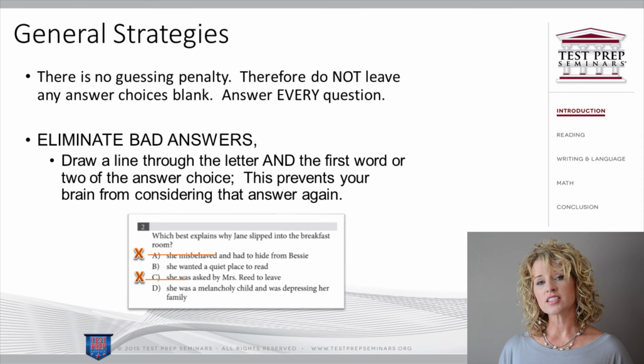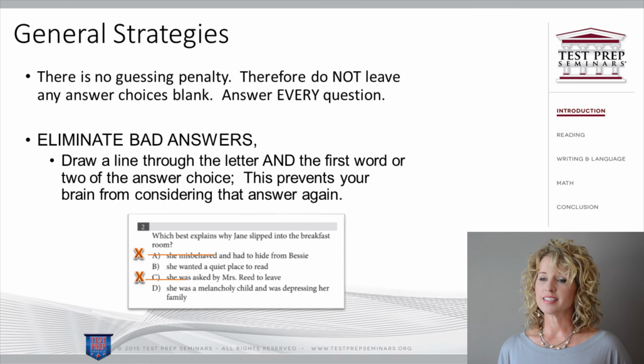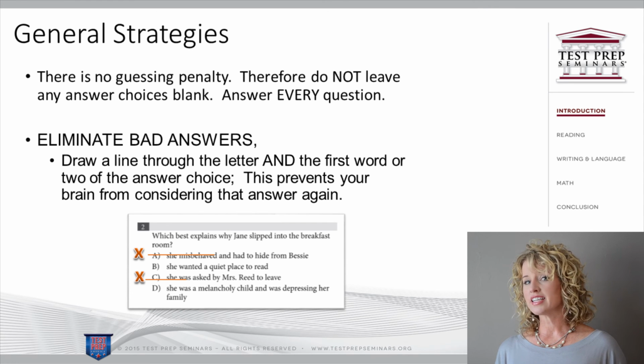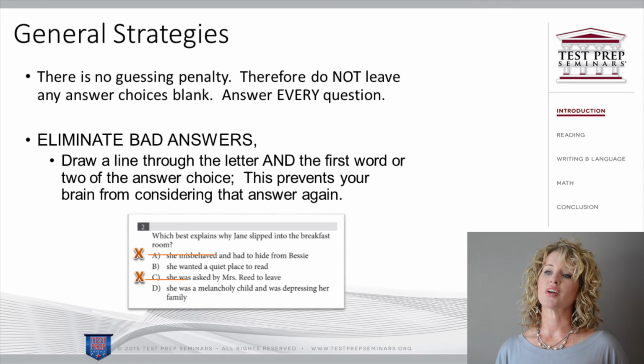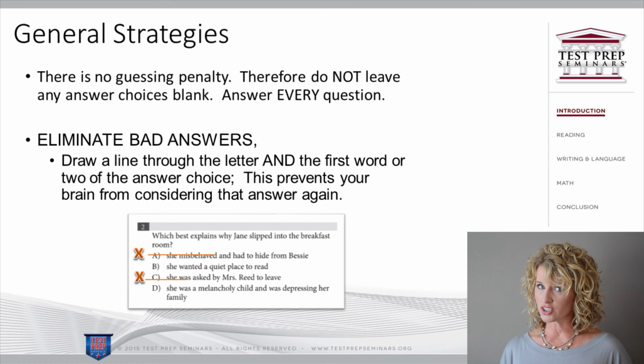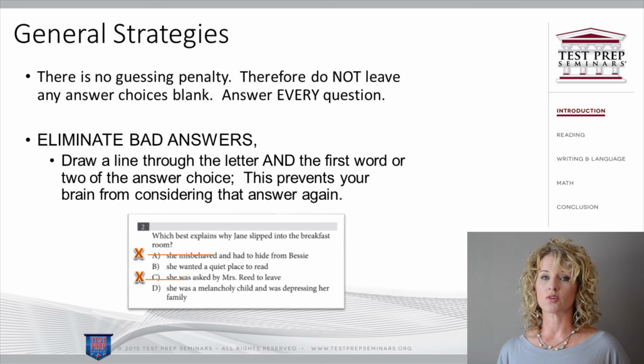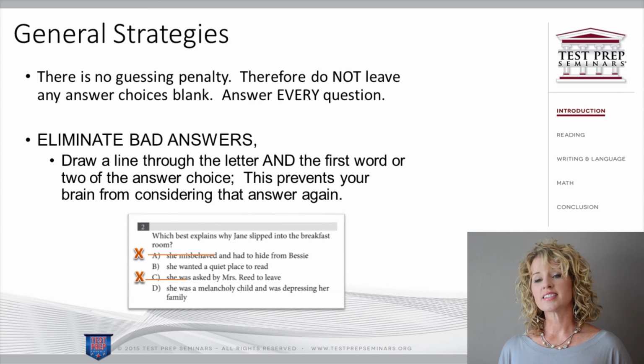In the past, you were docked a quarter of a point every time you answered incorrectly on a PSAT or an SAT. On the new format, there's no guessing penalty. So don't leave any answer choices blank. You want to answer every question on the test. Even if you don't have a clue as to what the question is, you still want to color in a bubble. Chances are a few guesses could give you another point. You won't guess everyone right, but you will guess some correctly.